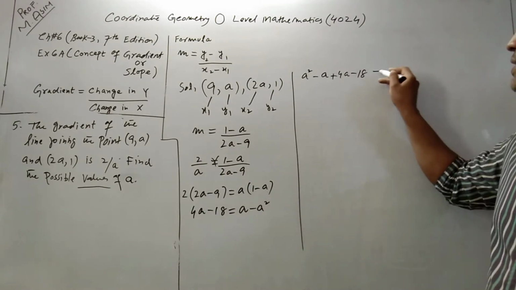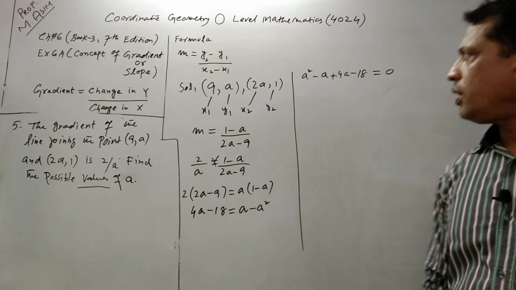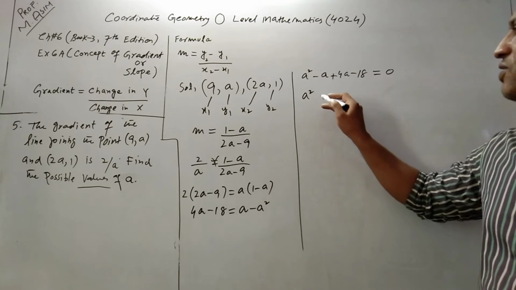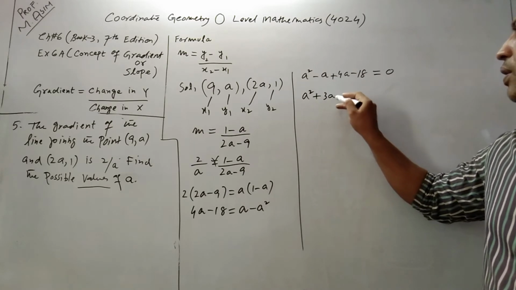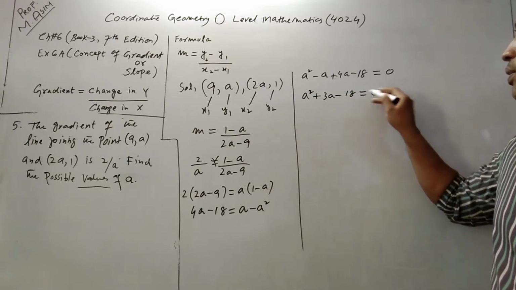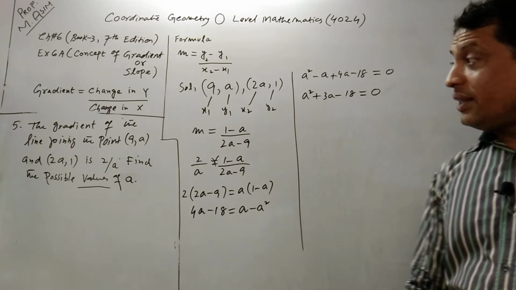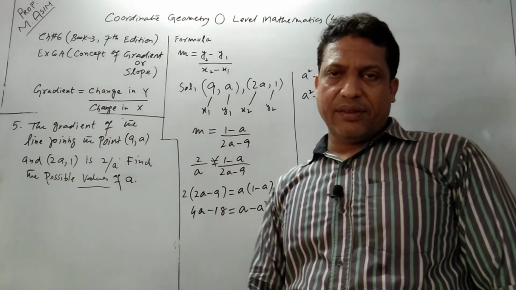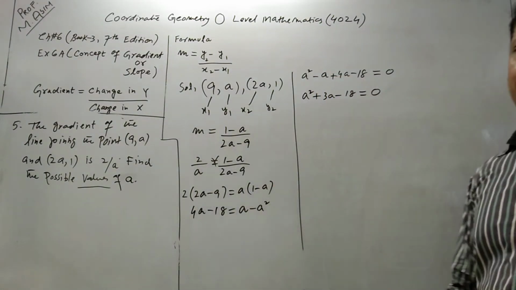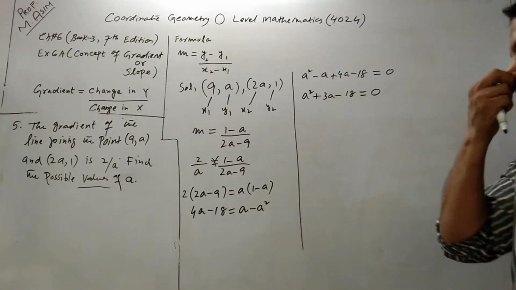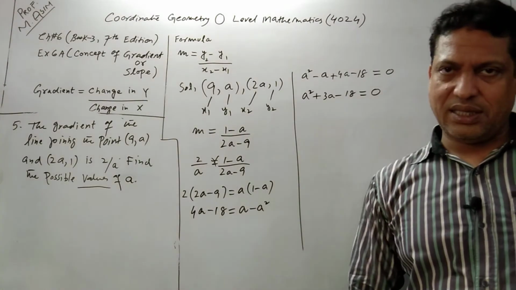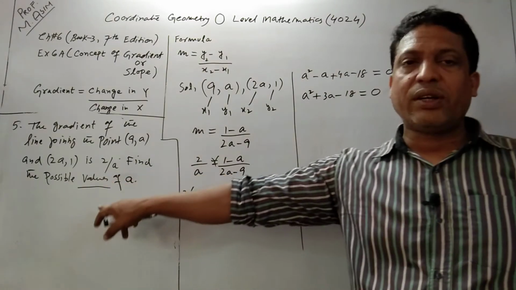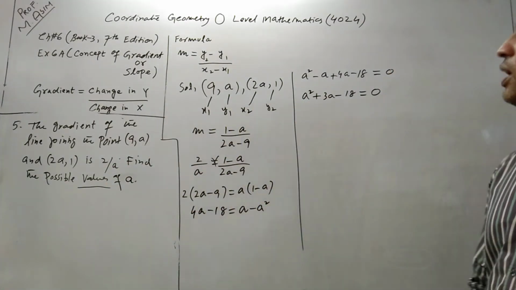What is left on right side? Nothing, then 0. So this is a square, 4a plus minus 1a is plus 3a. That's why the requirement is to find the values of a, because this is a quadratic equation, and in a quadratic equation we always get two answers. So if you understand the requirement of the question, then you can easily do the question.